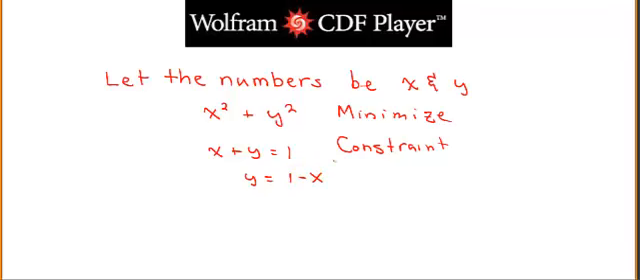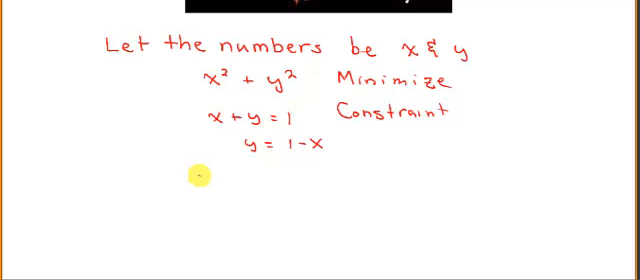So we could rewrite this as x squared plus, instead of y squared, the quantity 1 minus x, squared. And now we could call this a function. It's the same expression, same thing, but we want to minimize this.